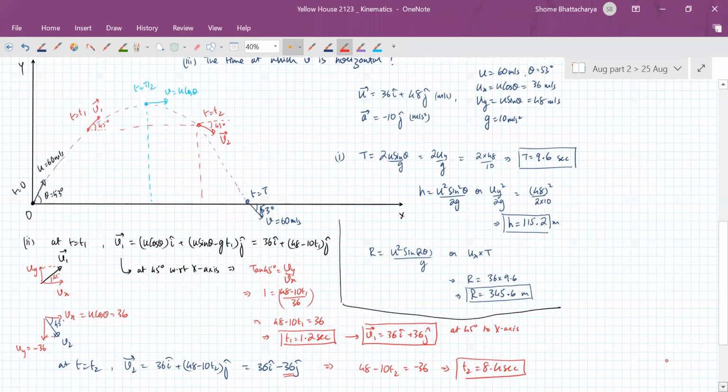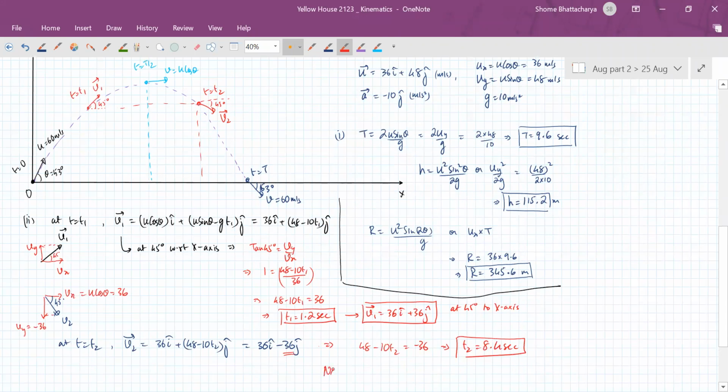And you can also understand by symmetry, T1 plus T2 is equal to capital T, because they are symmetric situations. They're two symmetric positions. Okay. Magnitude of V1 is equal to magnitude of V2.